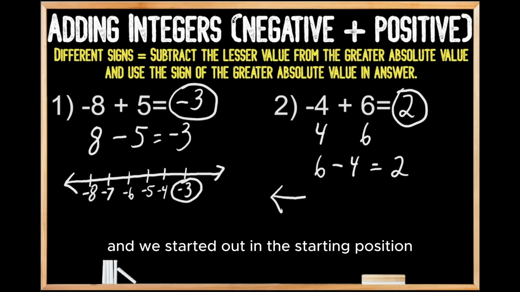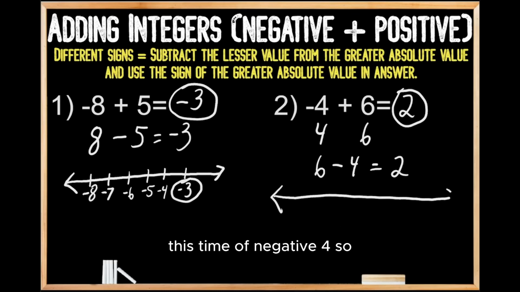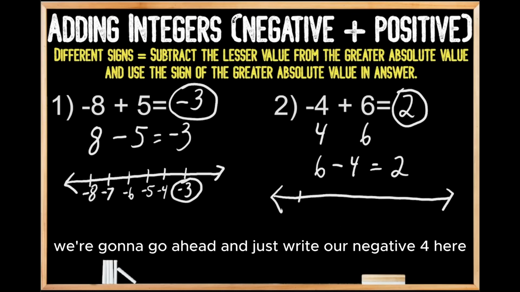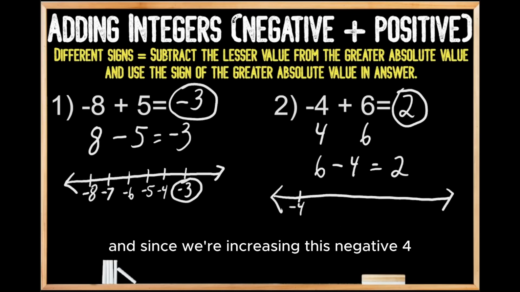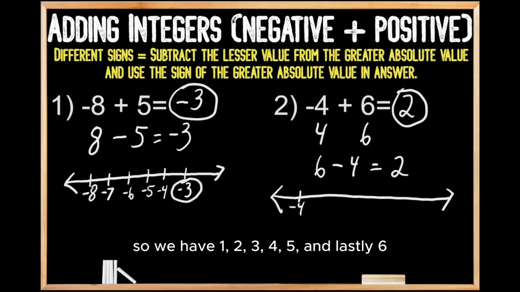We started out in the starting position, this time, of negative 4. So we're going to go ahead and write our negative 4 here. Since we're increasing this negative 4 in value by 6, we're going to be moving to the right on our number line 6 times. So we have 1, 2, 3, 4, 5, and lastly, 6.